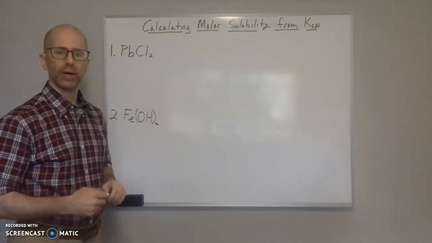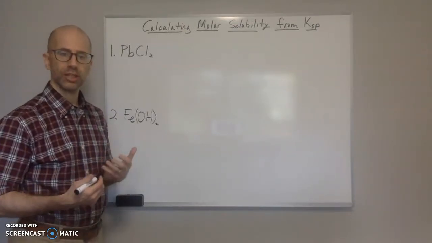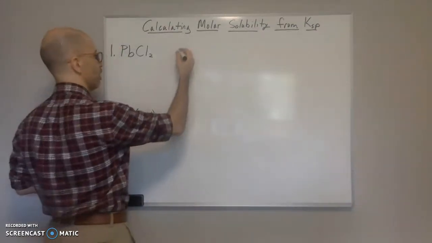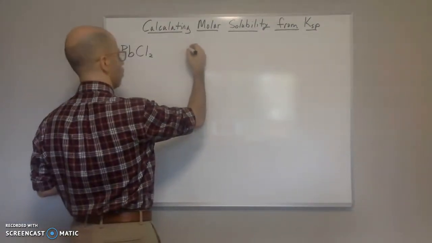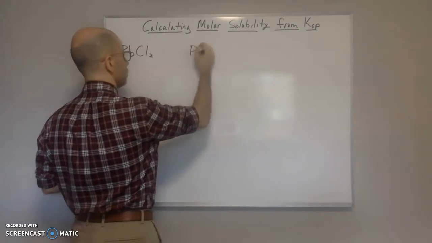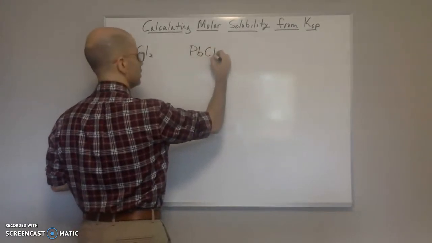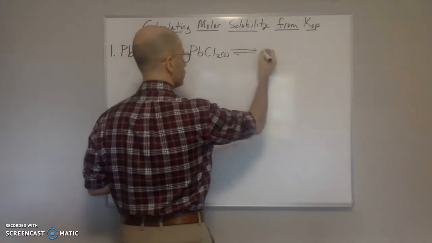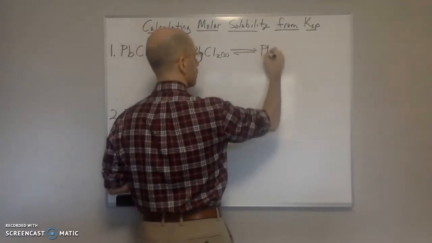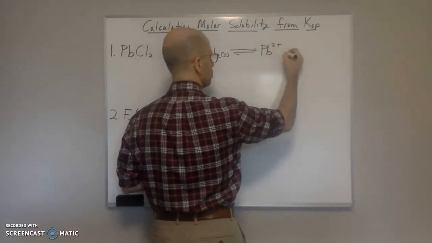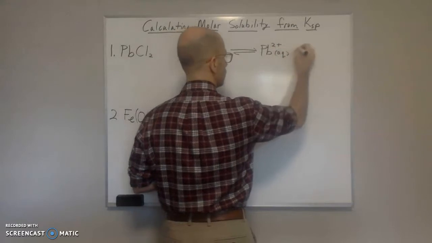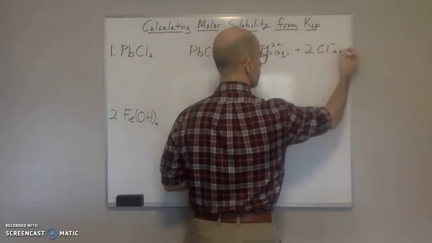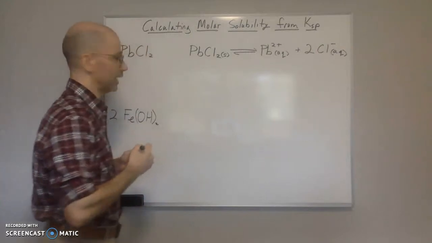First thing you need to do is write out the dissolution equation of the compound breaking up into its ions. So for this one, it would be PbCl2 solid going into Pb2+ aqueous plus 2Cl- aqueous. So that's your first step.